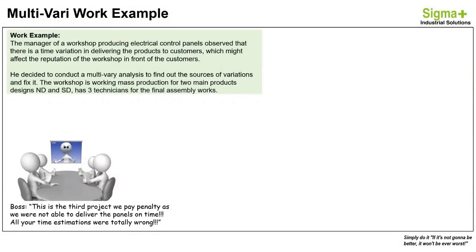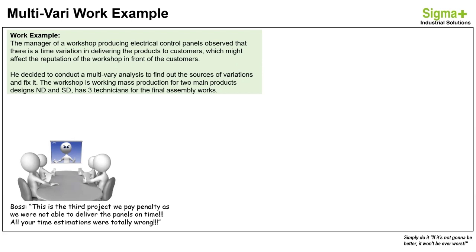Okay, so the working example here says that a manager of a workshop which produces electrical control panels observed that there is a time variation in delivering the products to the customers, which might affect the reputation of the workshop in front of the customers. So there is a meeting between the manager and the team working in that workshop. The boss looks a little bit upset and is highlighting to his team that he's paying penalties because they are not able to deliver the products on time.